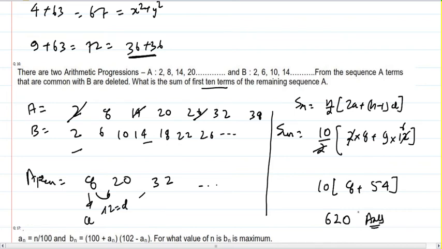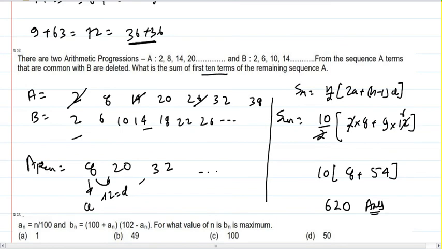Now, why did I write so many values for A? Just to see what kind of pattern I get here. I notice when I cancel terms from A, I am left with alternate terms of A. That is a new AP.